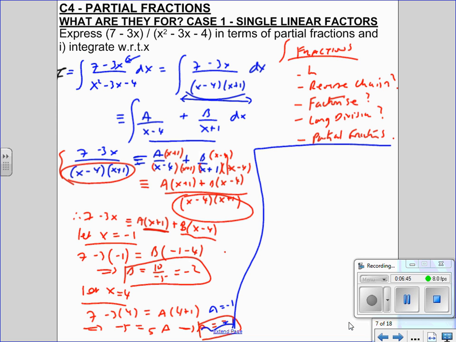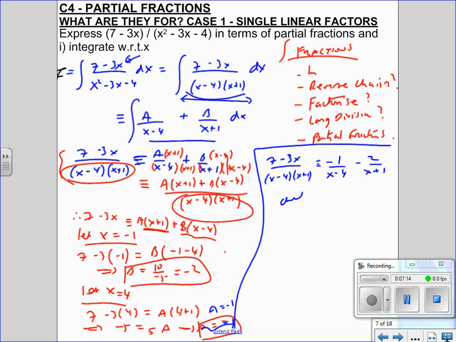Have I made any mistakes anywhere? 10 minus 5. Fine. But we'll check if we got any mistakes. So, from here, we're saying that 7 minus 3x over x minus 4, x plus 1 is always the same as a, which is -1 over x minus 4 and -2 over x plus 1.